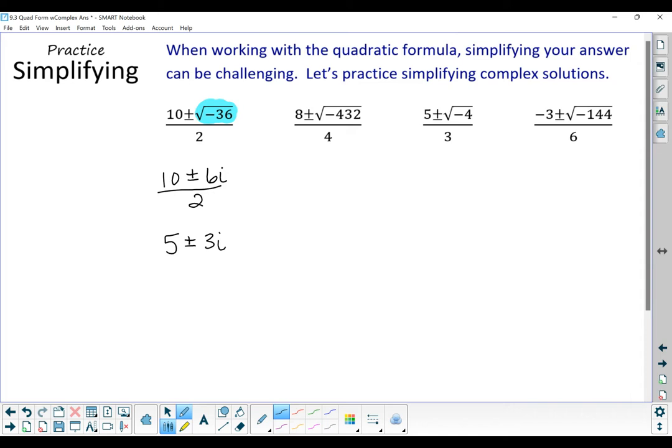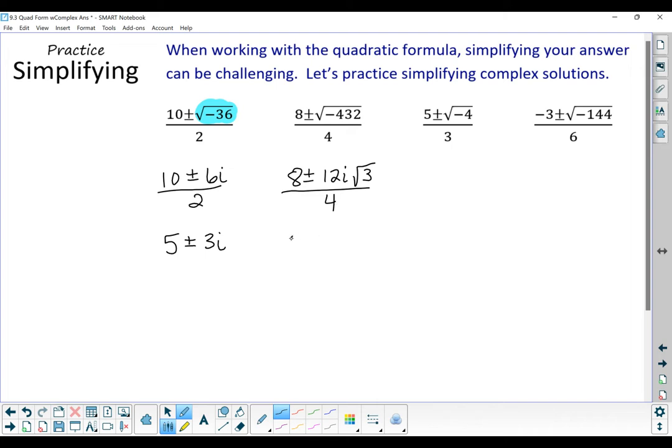Okay, our next one is 8 plus or minus root negative 432 all over 4. So if we simplify that root, the square root of 432 is 12 root 3. So this will be 12i root 3. It's imaginary, and that's all over 4.